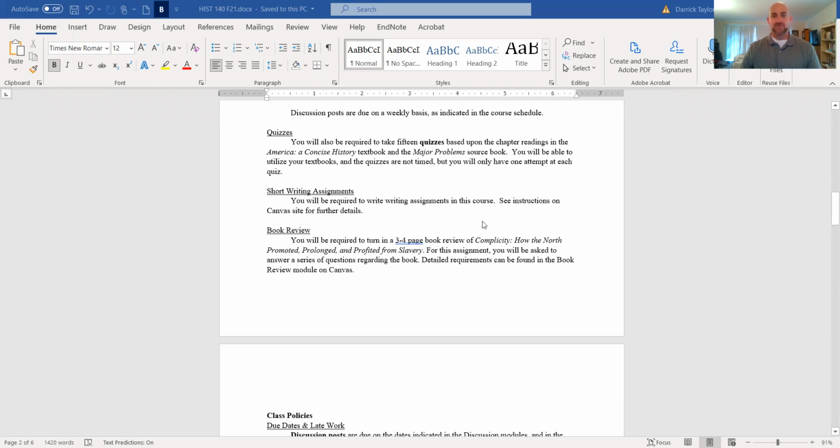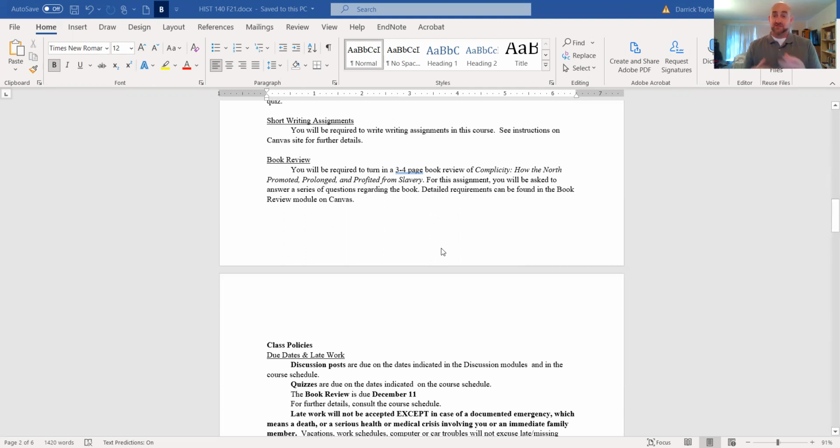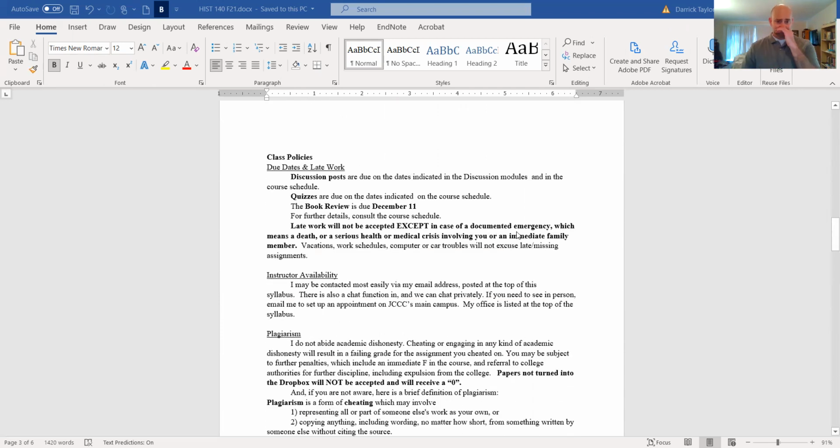2 other ones I'll talk about in a minute, but the big one's the book review, and that's the book review of Complicity. It should be a 3 to 4 page book review of Complicity, and the requirements, I'll go through this in a second, are on Canvas. You just have to answer a few questions about the review and write an actual book review of it. So those are the assignments.